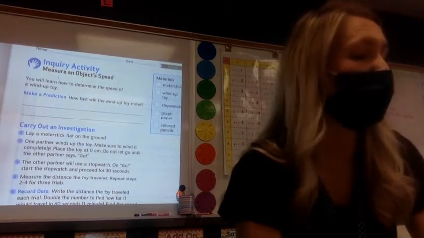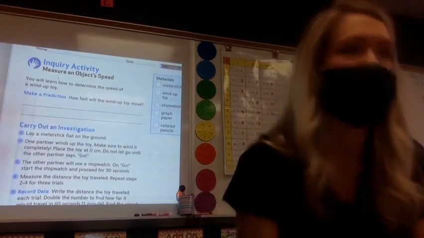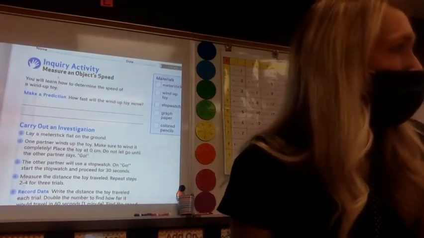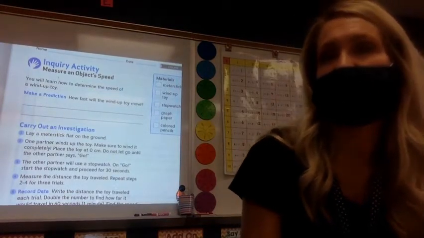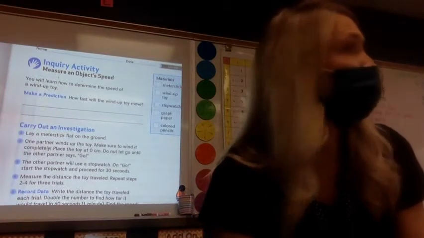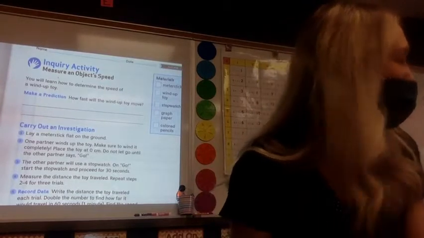Okay, I want to hear from you guys. What are some of your predictions of how fast the wind-up toy will move? Kyler, what do you think? The wind-up toy will move 2 feet in 2 minutes. Ooh, you know what? I really like how he restated the question too. The wind-up toy will move 2 feet in 2 minutes. Awesome. Great way to phrase that. Emery.